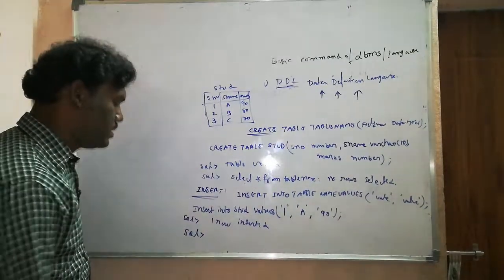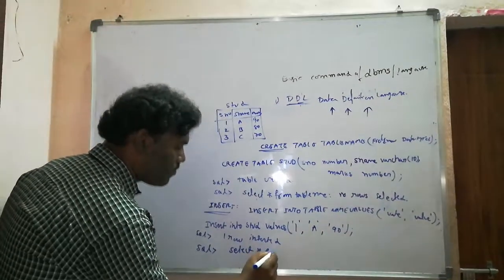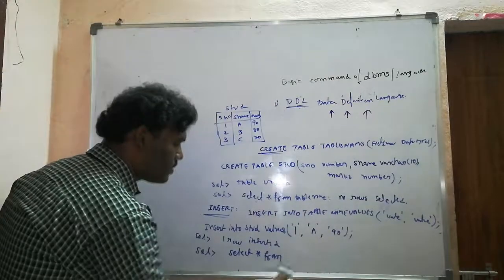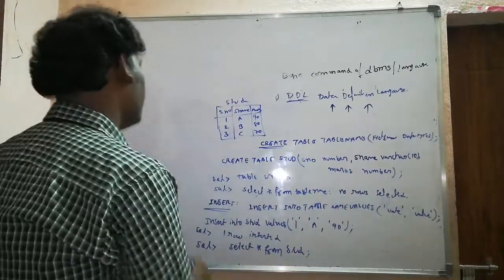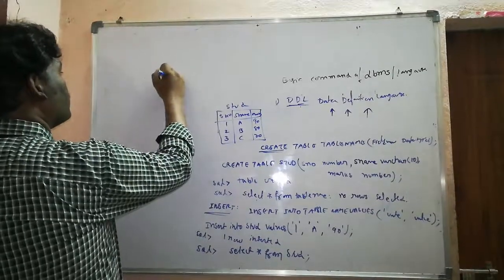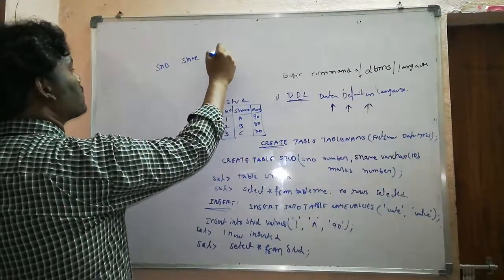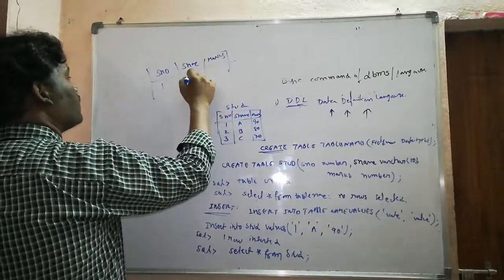Now how do we see the data? We also know about this: select star from table. So what's the table name here? Stud. When I use this command, it simply gives student number, student name, marks, and the row 1, A, 90.